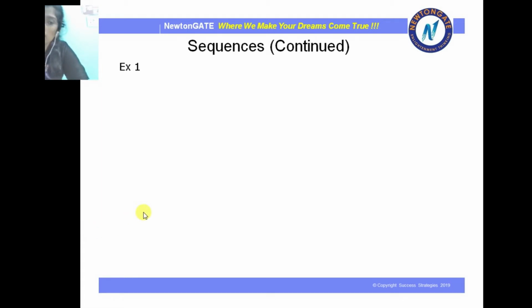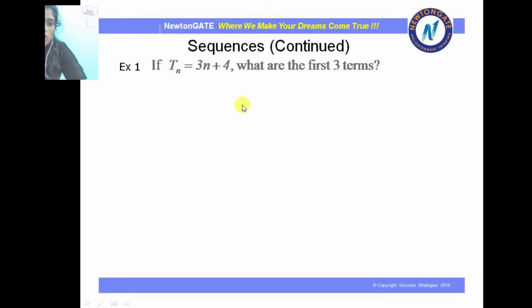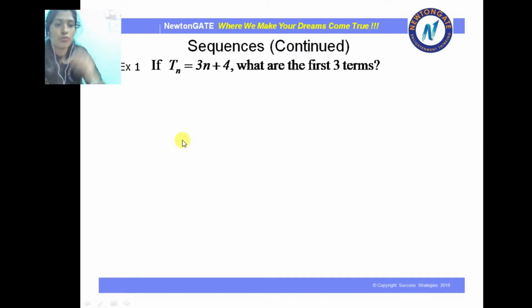Now that we have learned what a general term is, let us take an example to understand it further. Tn is equal to 3n plus 4. I have taken Tn as 3n plus 4. My job is to find the first three terms, that is T1, T2 and T3. How are we going to find it? For T1 we will put n equal to 1. Let us see what happens.